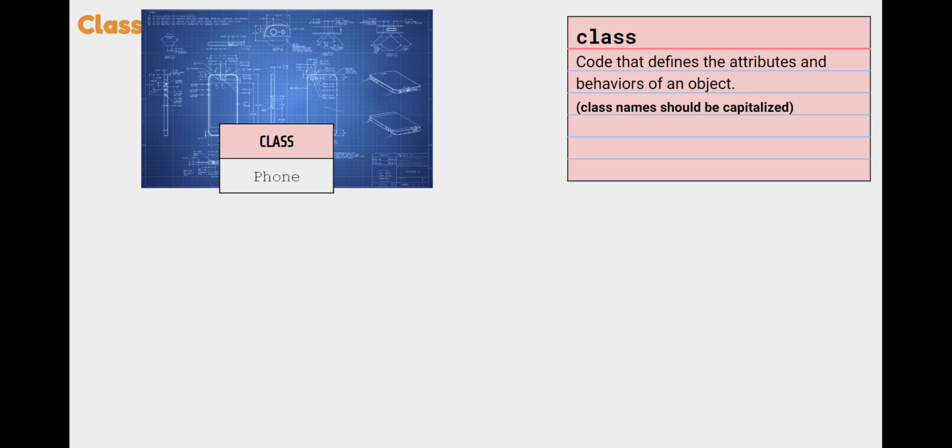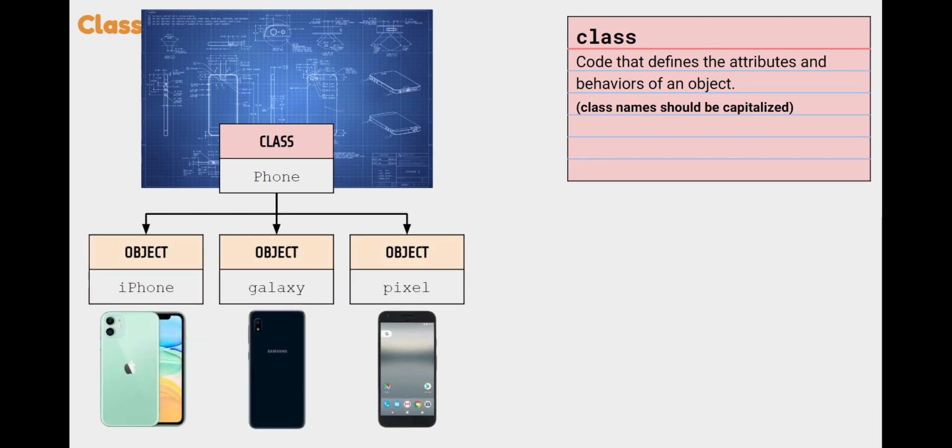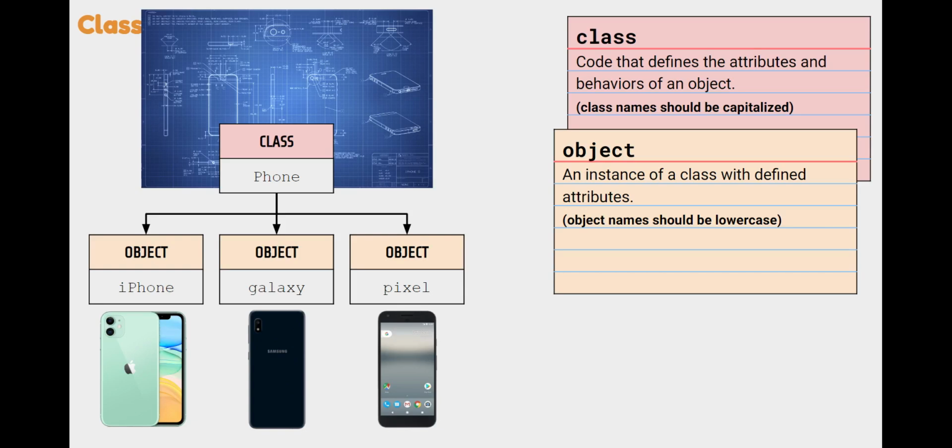So a class is kind of like a blueprint. It defines those attributes and the behaviors of the object. So we could have a class that's a phone, and then we can have some objects from this class. We might have an object like an iPhone, an object of a Galaxy phone, or an object of a Pixel phone. But they all belong to the same class called phone. So the object is an instance of that class with defined attributes.